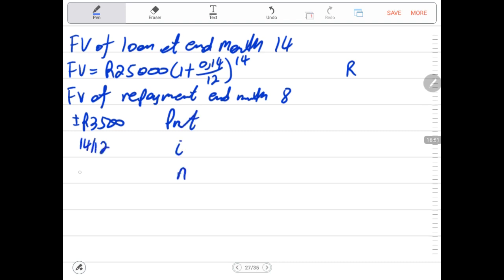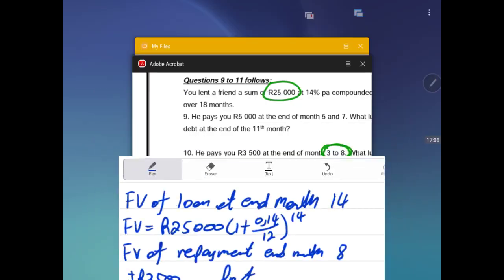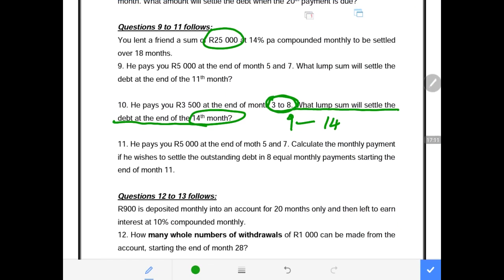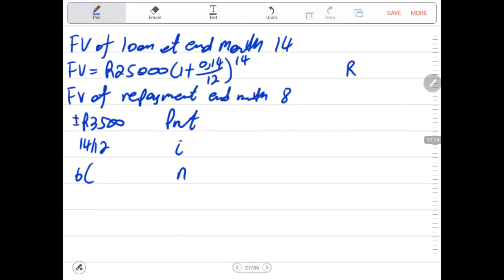Our N, as I said, will be 6, which is how many payments were done, just to verify. Six payments from month number 3 to month number 8. So it is 8 minus 2, because we started the payment in month number 3, not month number 2. So we say minus 2. Then we compute the future value of these payments.